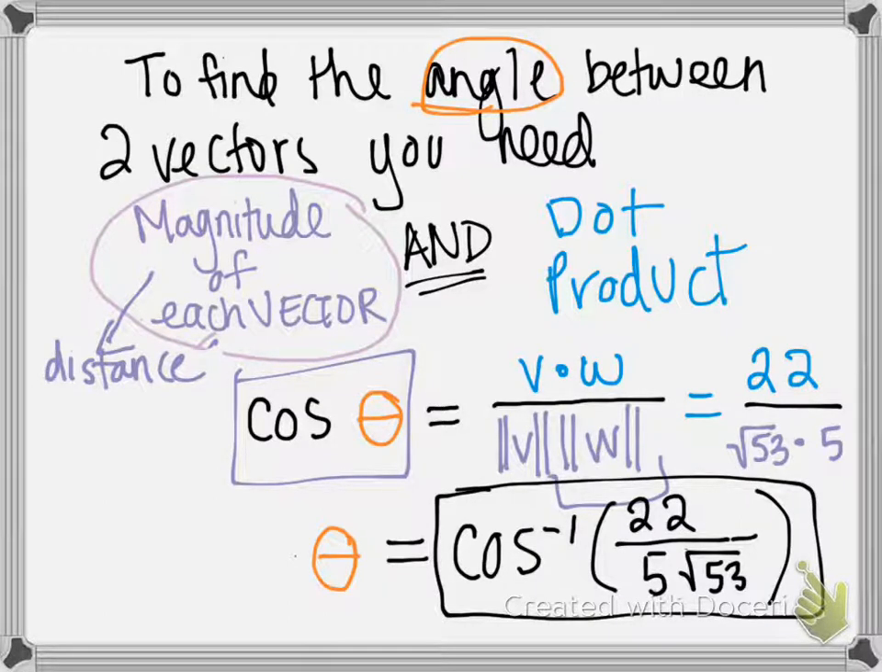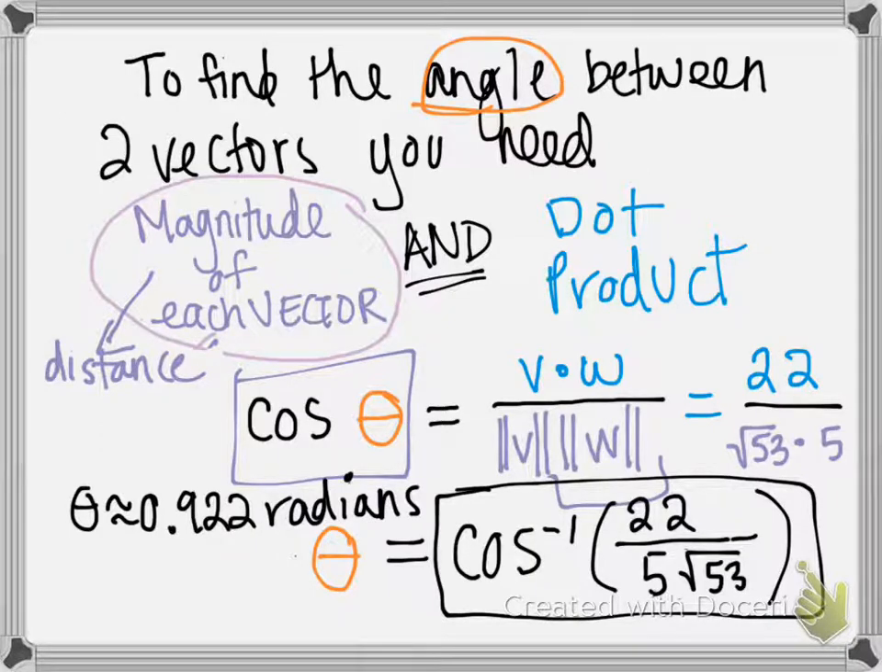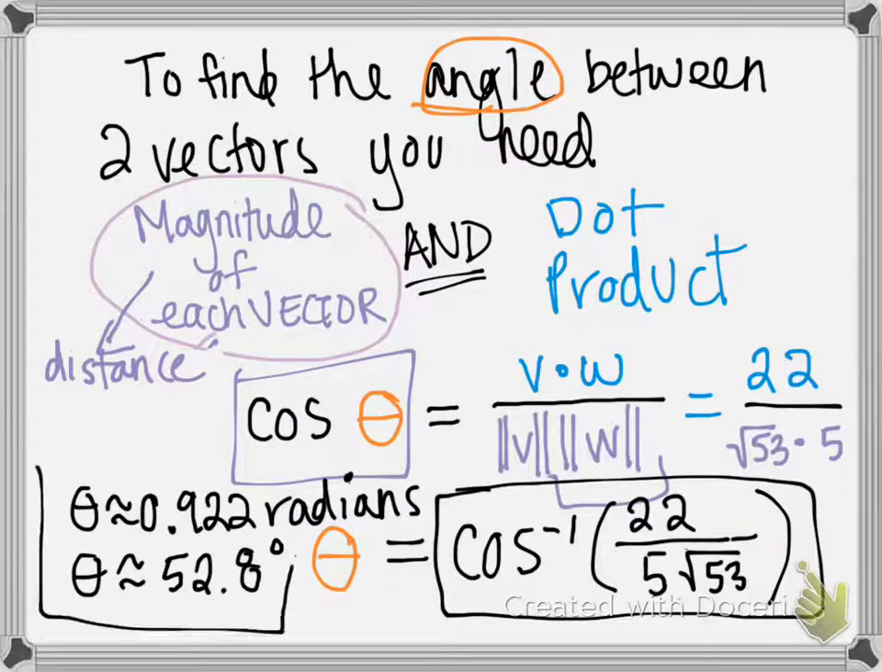If you're in radian mode, you're going to get that theta is approximately 0.922 radians, and that's okay that it's not in a pretty pi over something. No big deal because most of them are not going to be our special angles. If your calculator's in degrees, you're going to get approximately 52.8 degrees. And nearest tenth of a degree is perfectly fine for this. Okay, so that is how you find the angles.